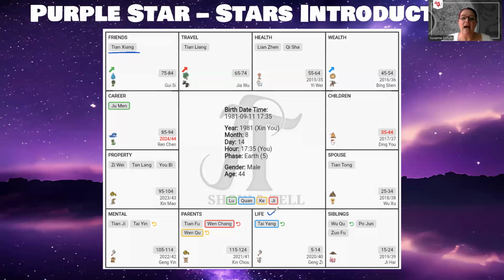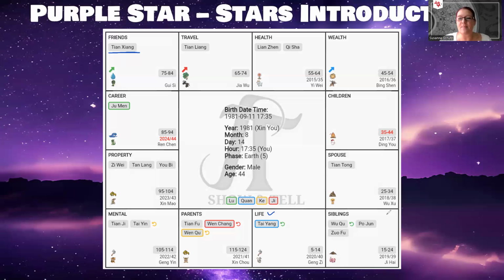And also, people with the Tian Xiang star in the life palace, they tend to be a little bit busybodies. And they like to know about everybody's comings and goings. So they come across as busybodies, yeah? So you may want to tone that down if you notice that in yourself or if people tell you about it, all right?